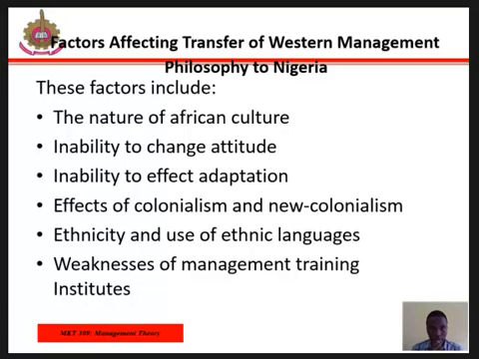Factors affecting transfer of Western management philosophy to Nigeria. These factors include: 1. The nature of African culture. 2. Inability to change attitude. 3. Inability to effect adaptation. 4. Effects of colonialism and neo-colonialism. 5. Ethnicity and use of ethnic languages. And lastly, weaknesses of management training institutes.